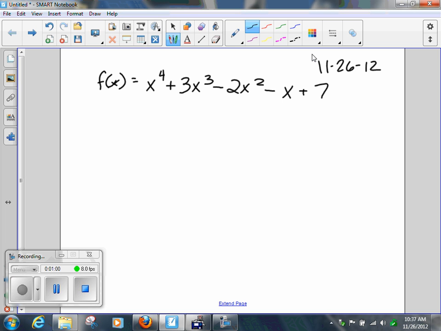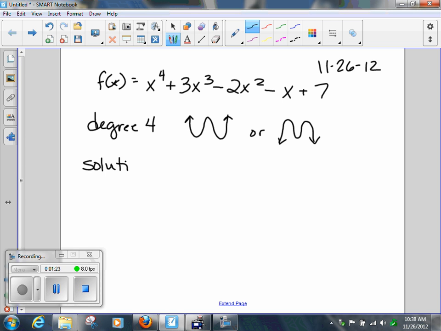Folks, what kind of degree does this have? It is degree 4, which means it's either going to look like a W or an M, correct? It's going to look something like that. That means, what types of solutions is this going to have?